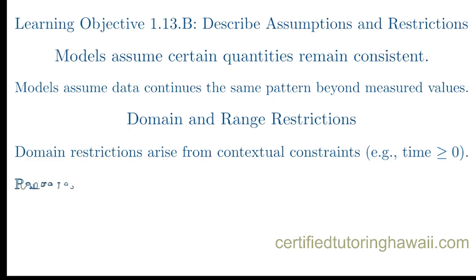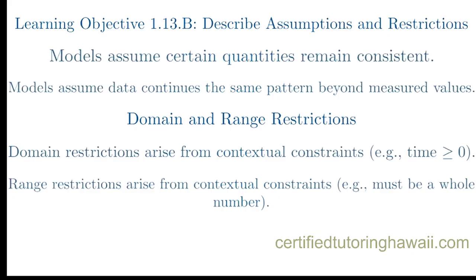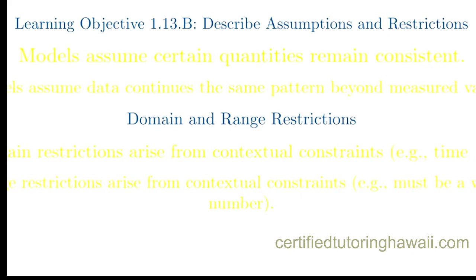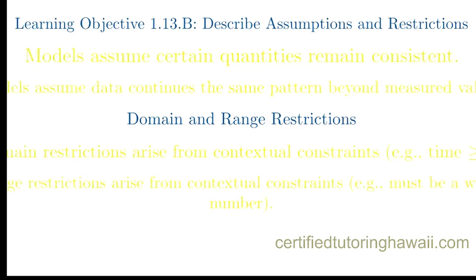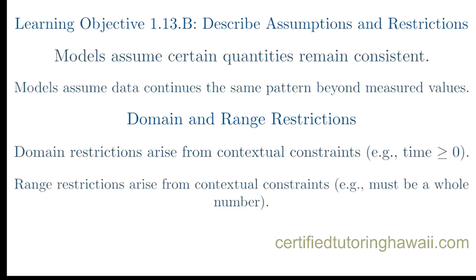A range restriction might occur if our model outputs a value that must be a whole number, like the number of people. If our model predicts 7.3 people, we'd need to restrict the output to be an integer, perhaps by rounding. So, to recap, when you create a model, you are simplifying. You must articulate the assumptions you are making about constants and relationships, be cautious about extrapolating your data, and define realistic domain and range restrictions based on the real-world problem.